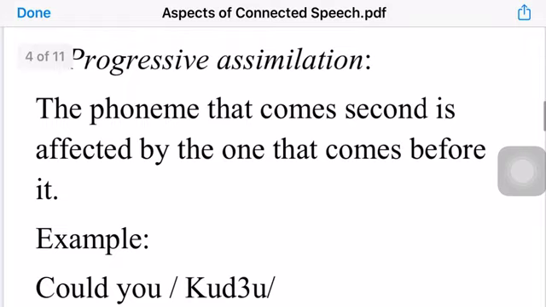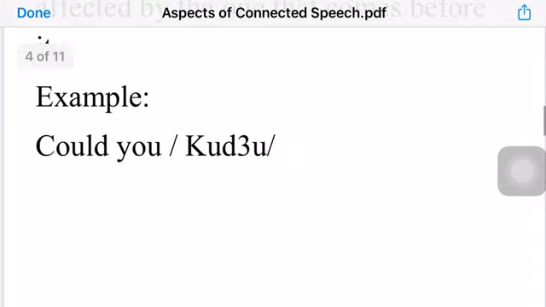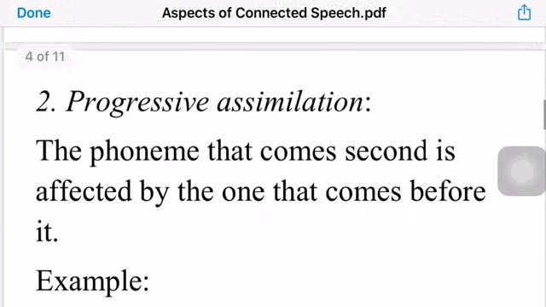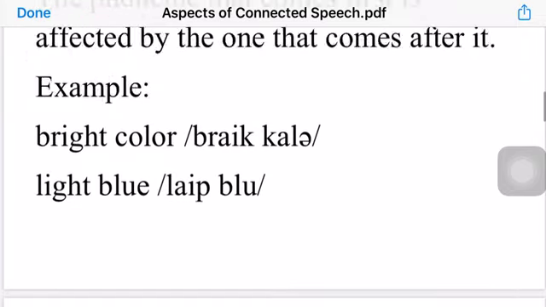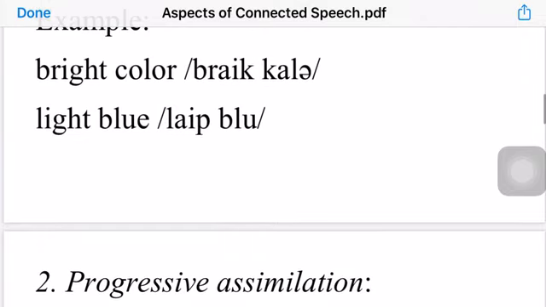Instead of saying could you, we say could you please tell me what the time is. So could you becomes could you. So this is called progressive assimilation, and sometimes called coalescent assimilation. إدغام التحامي, when we have two sounds combined together to form a completely new sound, as we saw here. Could you becomes could you. So these are the main two types of assimilation in terms of direction of change.